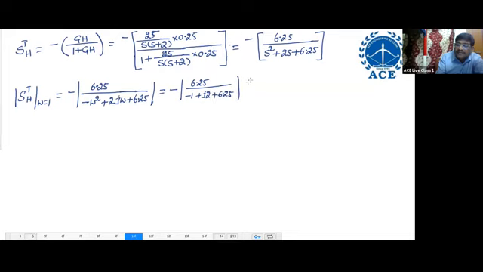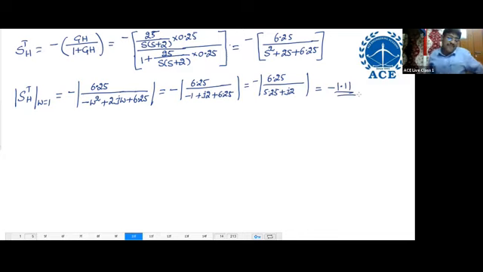Now solve this. Magnitude you find: 6.25 by 5.25 plus j2. Find the magnitude for this. You will get minus 1.11. So that means the variation in H is more than the variation in G. The negative sign shows the variation is inverted. A 180 degrees phase shift will be there with H as compared to the input. That's why that negative sign should be there.